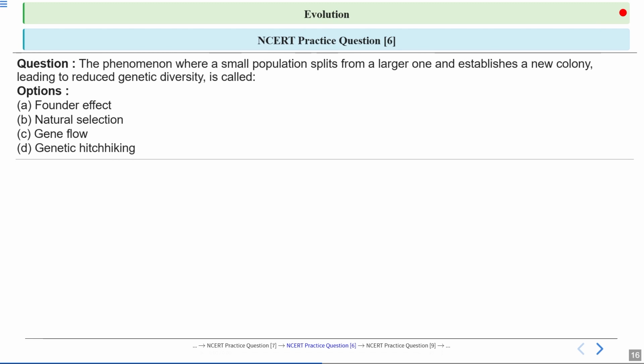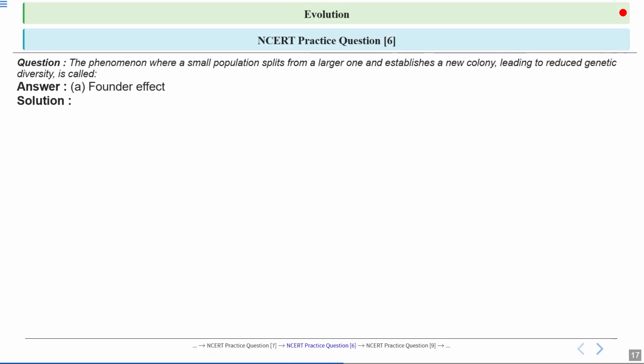Next question: the phenomenon where a small population splits from a larger one and establishes a new colony, leading to reduced genetic diversity, is called what? So what are the options? Founder effect, natural selection, gene flow, or genetic hitchhiking? What is the correct answer? So let's have a look at the answer. Option number A, founder effect, is the correct answer.